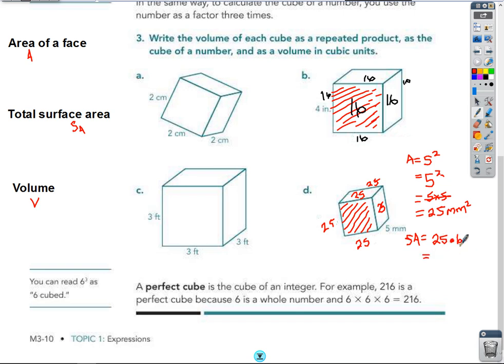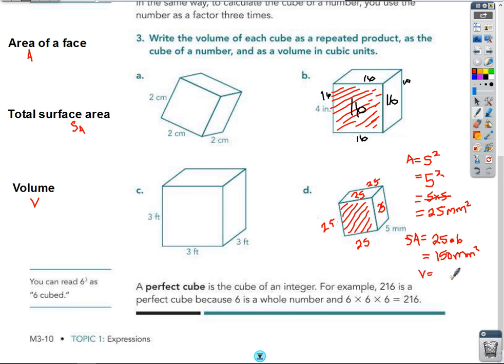25 times 6, 6 times 20 is 120. 6 times 5 is 30. And so that would be 120 plus 30 is 150. And I'm done just that fast. I didn't need to do a whole lot of calculations because I understand at the core what it means to have a cube. The last thing that we'd want to find is the volume again.